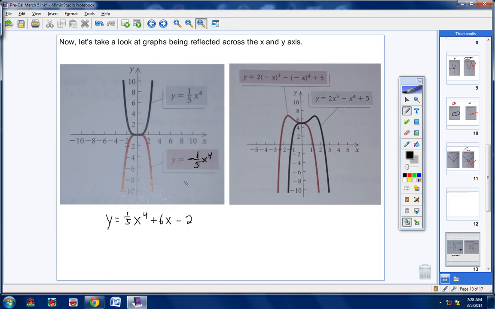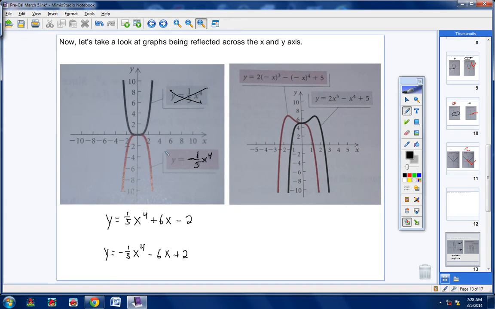Okay, just bear with me. Pretend this was not the original function. Pretend this was. It's not going to be flipped around the x-axis unless every single sign changes. So your 1/5 is going to be negative, your 6 is going to be negative, and your 2 is going to be positive.